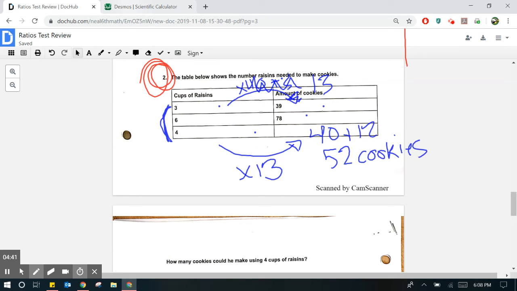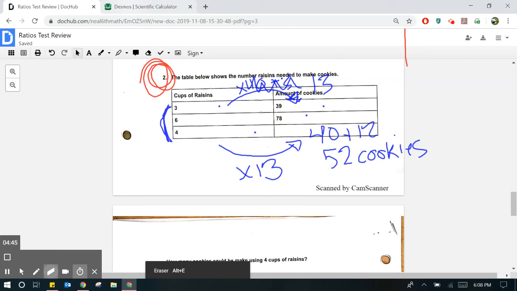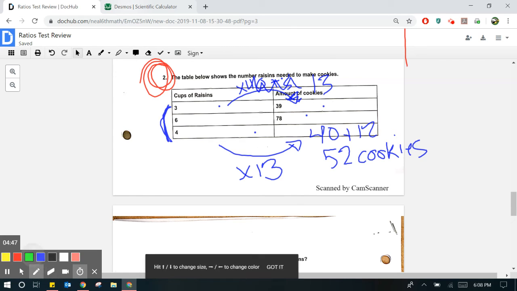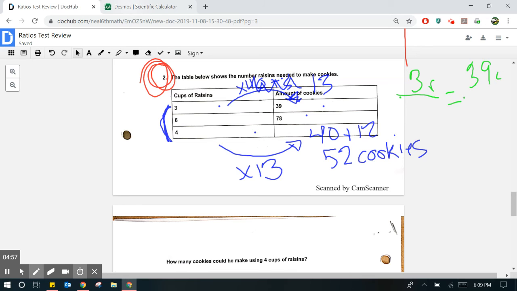So that's the one way to do it. The other way is to set it up. We're going to use green, and we're going to set up 3, and that's raisins. And then I've got 39 cookies. And then if I had 4 raisins, I would have, I don't know how many cookies.